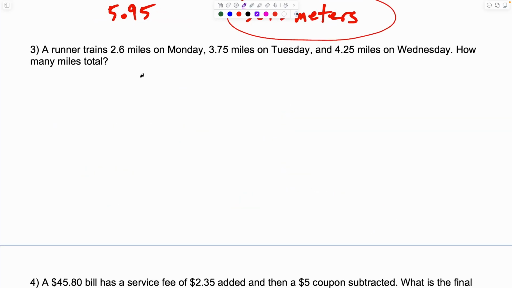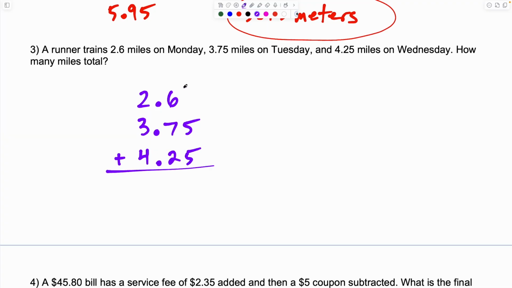Question 3, a runner trains 2.6 miles on Monday, 3.75 miles on Tuesday, and 4.25 miles on Wednesday. How many miles total? So for this one, we're just going to add these three values up. So we're going to do 2.6, and we're going to add 3.75, and then we're going to add 4.25. And this we could just do all at once. Okay, when you're adding a bunch of numbers, you could line them all up at once. I'm just going to put a 0 here as a placeholder.